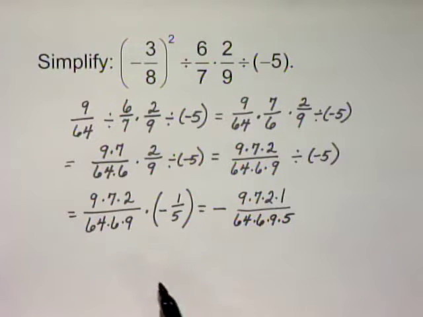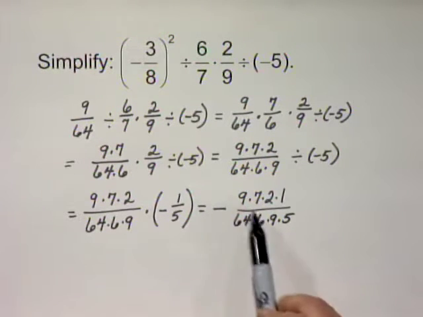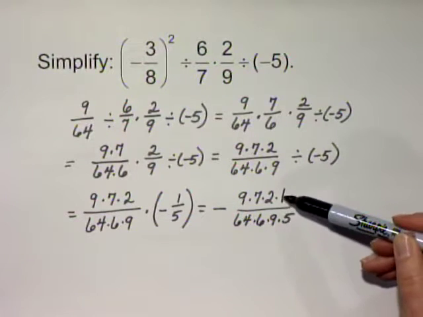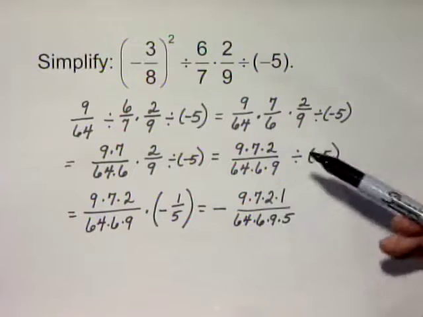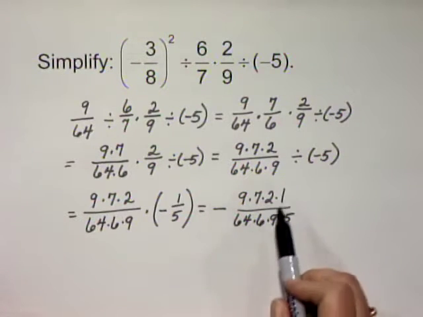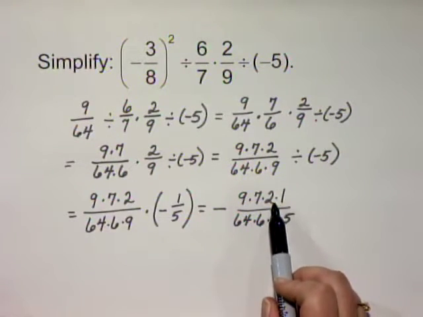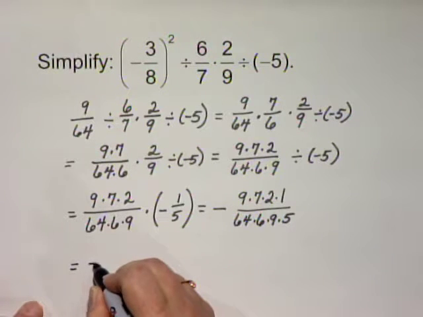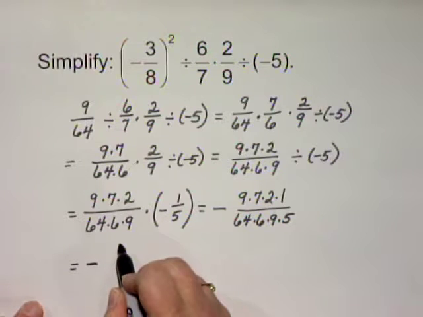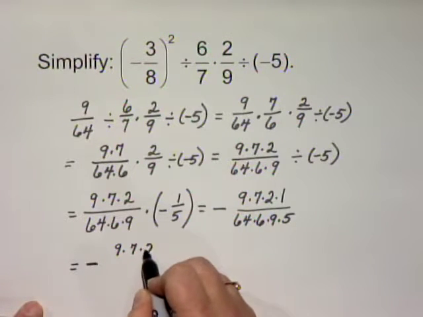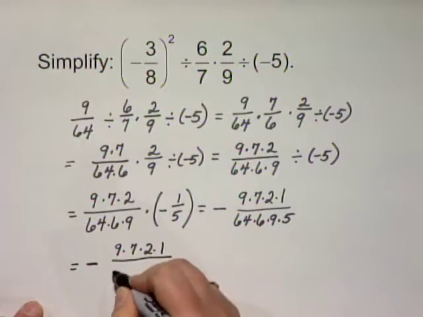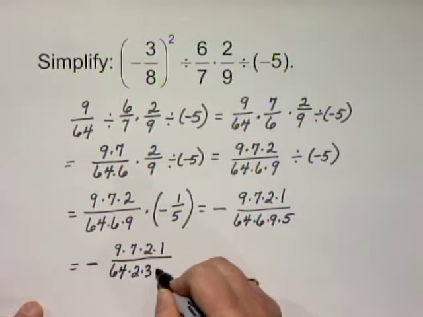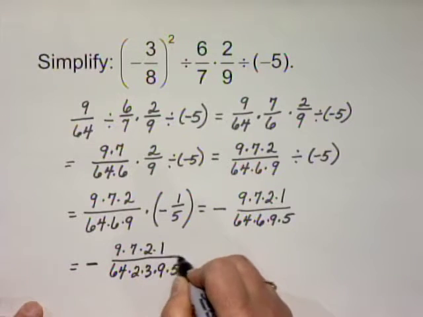And now I'm ready to see if there's any factors in common. Well, I have a 9 and a 9 in the numerator and denominator. There's no factor of 5 in the numerator, no factor of 7 in the denominator, but I can factor one of these numbers, say 6. I can factor that as 2 times 3, and that would give me another common factor. So don't forget the negative sign. In the numerator, I have 9 times 7 times 2 times 1. In the denominator, 64, and I'll factor 6 as 2 times 3 times 9 times 5.